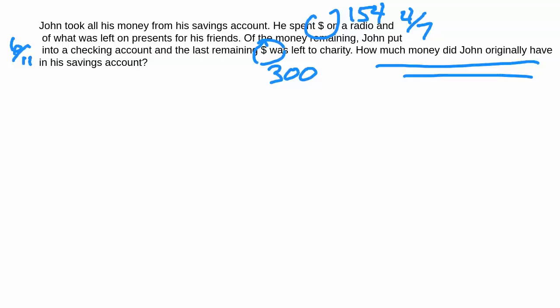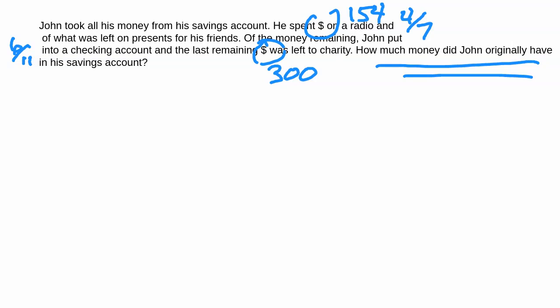Okay, I've had a lot of questions on this type of problem, where we have John who took all of his money from his savings account and spent $154, a randomly selected amount, on a radio and 4/7 of what was left on presents for his friends. Of the money remaining, John put 6/11 into his checking account and the last remaining $300 was left to charity. How much money did John originally have in his savings account?